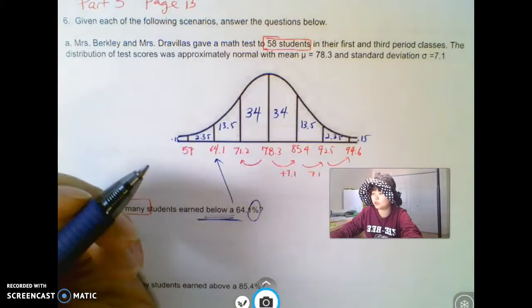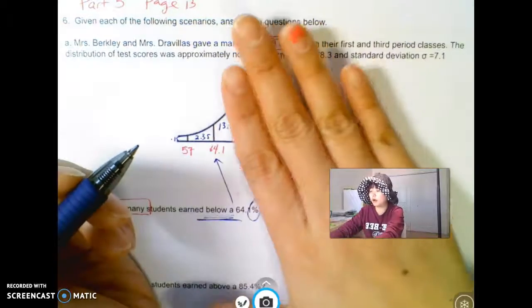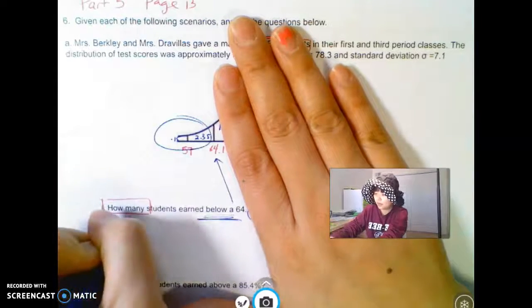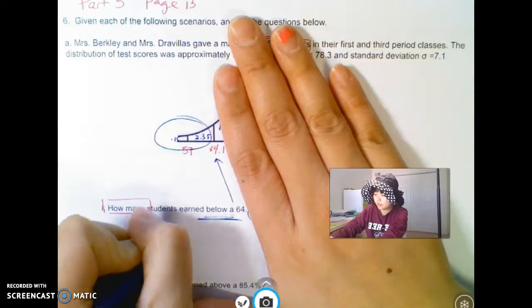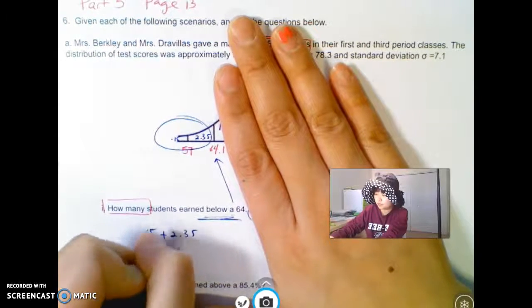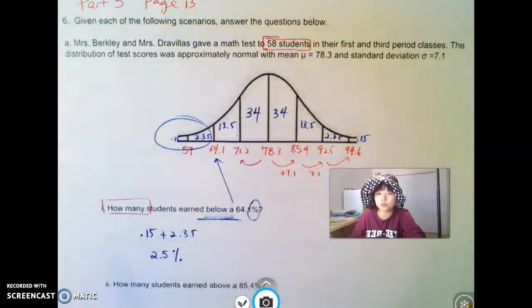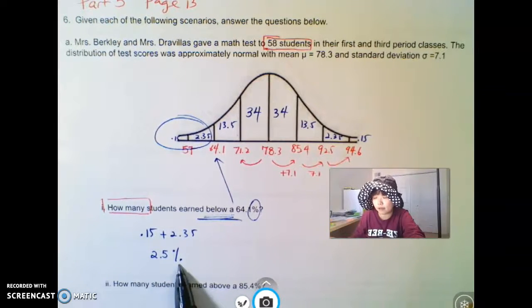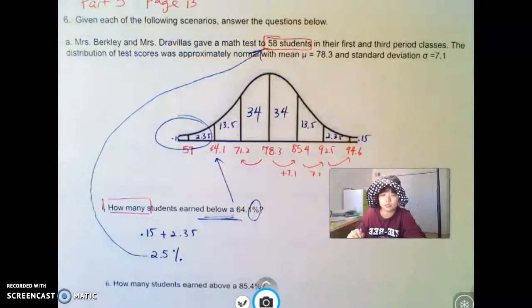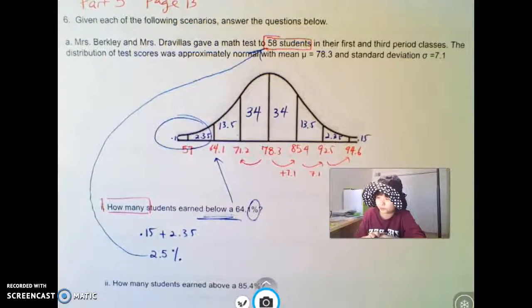So how many students earned below 64.1%? This many students, I know. But I know what it is in percent. I can add this. I know it is 2.5%. So 2.5% of students scored less than 64.1% in class. Now, how many is 2.5% if there are 58 students? Really, that's all we're doing.